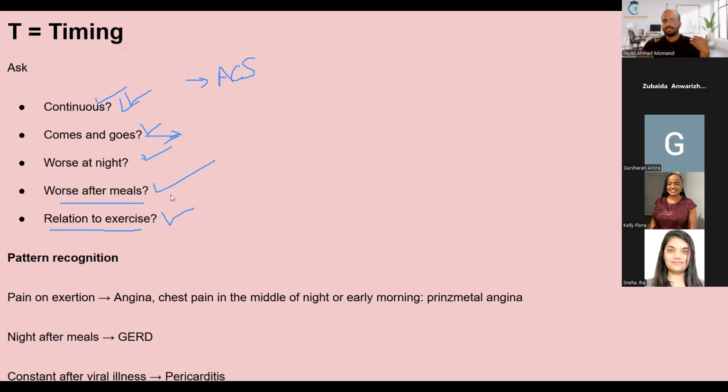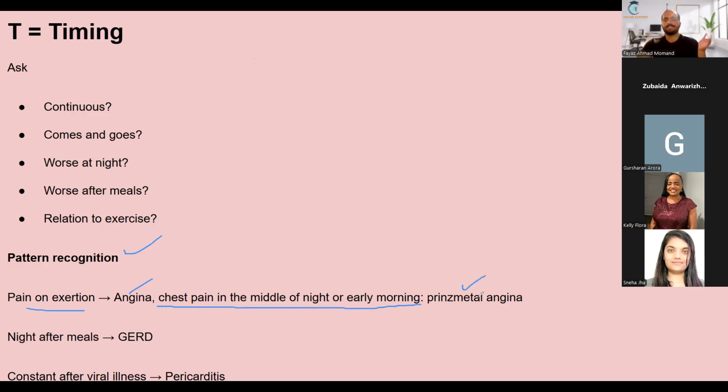Pain that happens with exercise is likely from ischemic heart disease like angina or unstable angina. Now, remember this pattern. Pain that starts on exertion is angina. Chest pain in the middle of the night or early morning in young women is likely to be prinzmetal angina. Pain at night after meals is likely to be from GERD. If someone has constant chest pain after a flu-like or a viral upper respiratory infection, think of pericarditis or myocarditis.